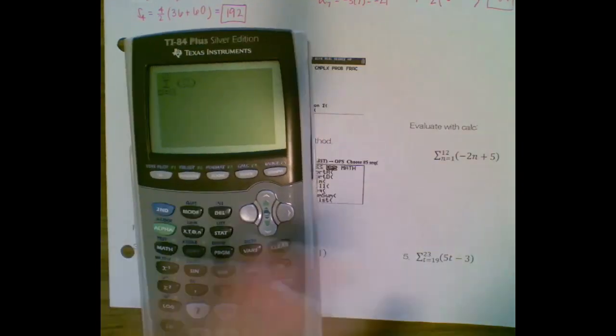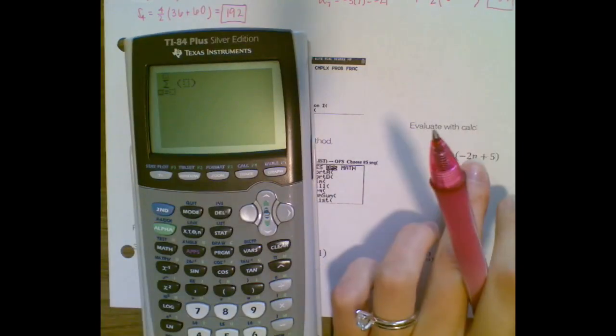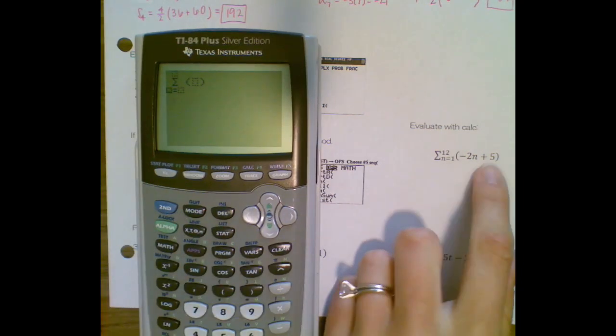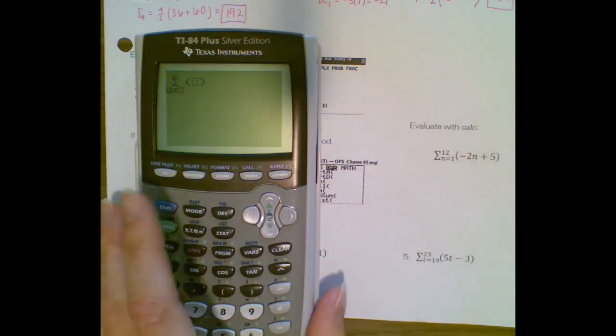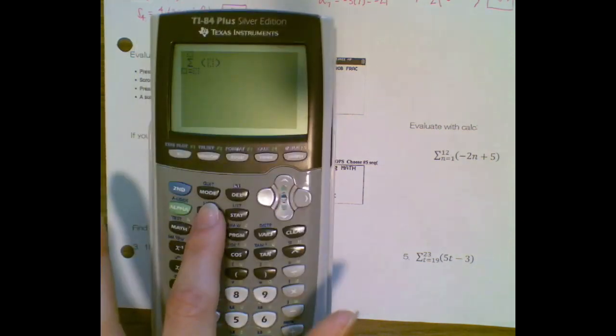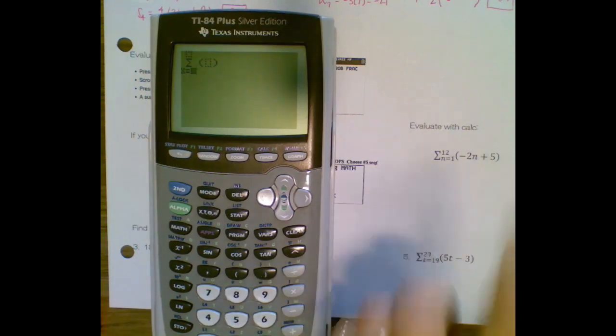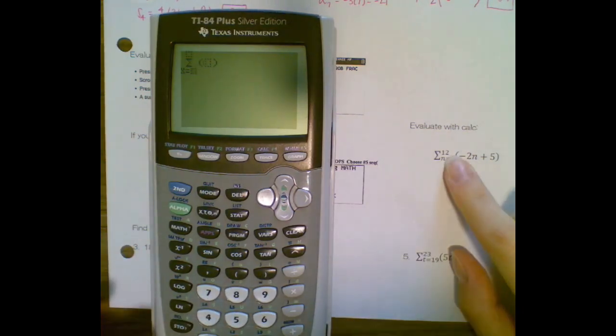So let's evaluate this problem over here on the calculator. Even though these are n's, we don't have n in our calculator, so I'm just going to use x. So I'm just going to hit the x button. You can just use x. It's not a big deal. Just any variable. And this is a 1.